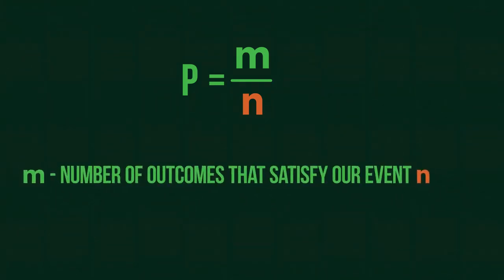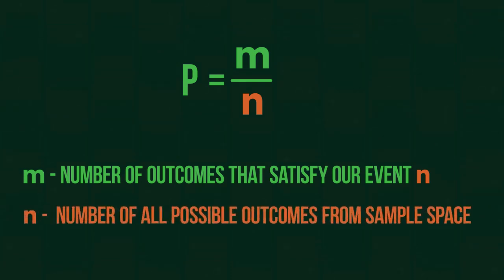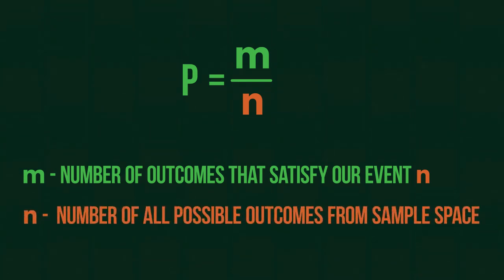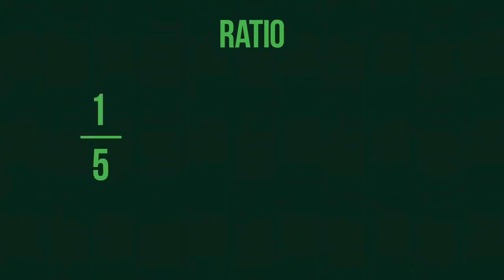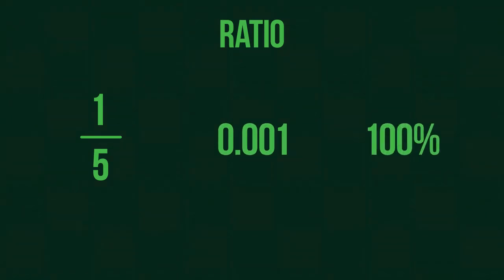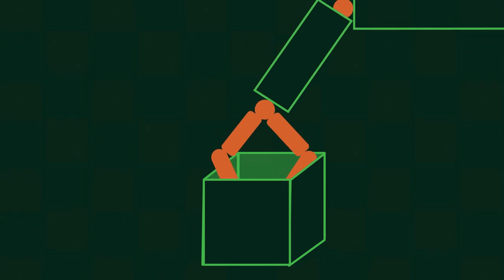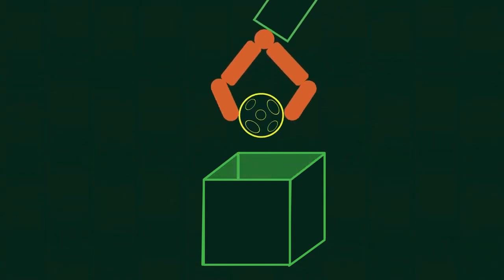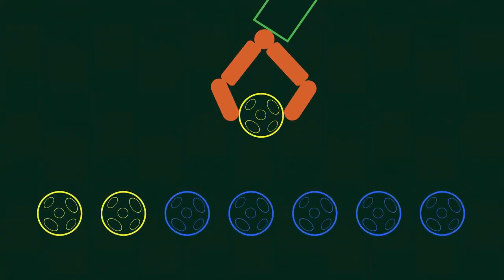If you watched part 1 of the probability basics, you would probably know that probability is a ratio between the number of successful outcomes and the number of all outcomes. As you may know, ratio is just a number, so it can be expressed in different ways: as a fraction, a decimal, or using percentages. For example, what's the probability of getting a yellow ball randomly from a box if there are 3 yellow and 5 blue balls in it?